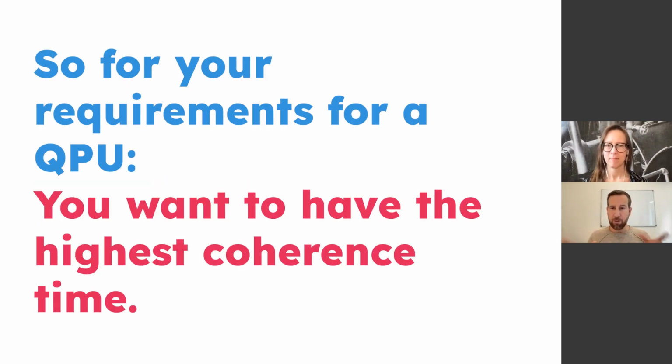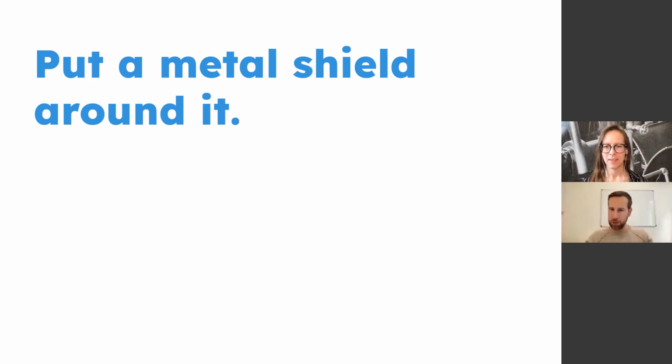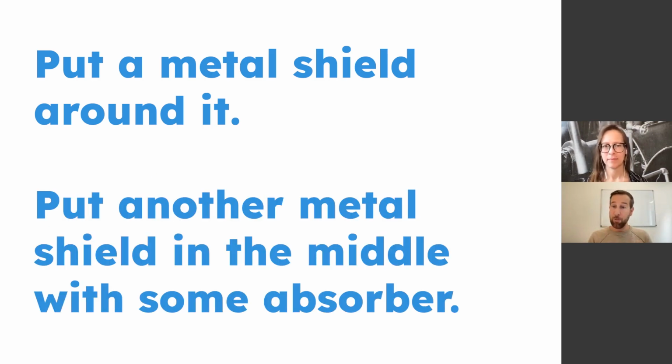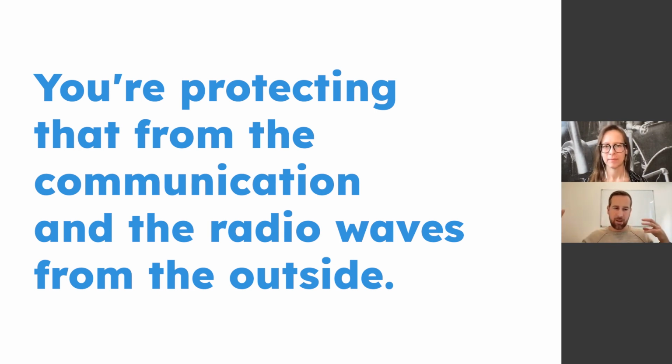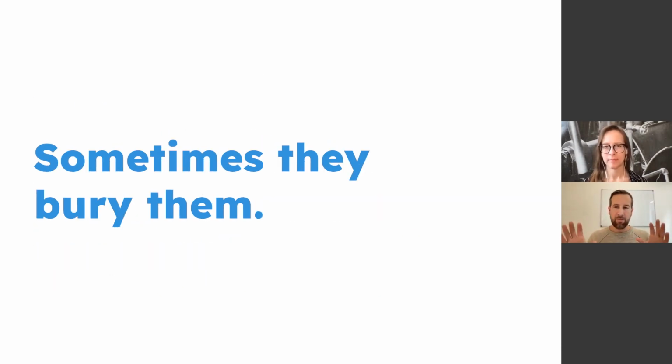So the requirement for a QPU is you want to have the highest coherence time. You want to isolate it. You want to put it in a cryostat. You put a metal shield around it. You put another metal shield in the middle with some absorber, and you're protecting that from the communication and the radio waves from the outside, the heating. You've got to keep these processors very cold, and sometimes they bury them.